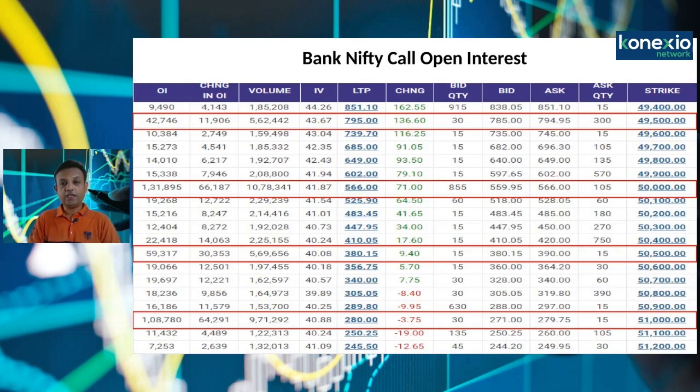Now, in Bank Nifty calls, you can clearly see the action was seen in 49,500 calls, then 50,000 calls, 50,500 calls, and 51,000 calls also. Now, here you can see the option premiums are positive. The implied volatility is very high. It is between 40 and 43.67. This kind of high implied volatility is never seen in the recent past. So one needs to be cautious in the markets.